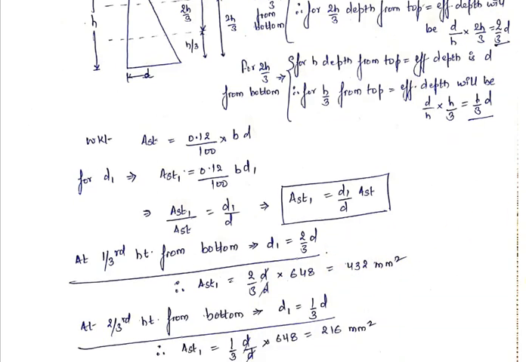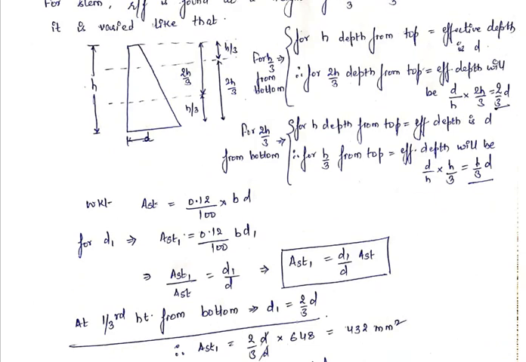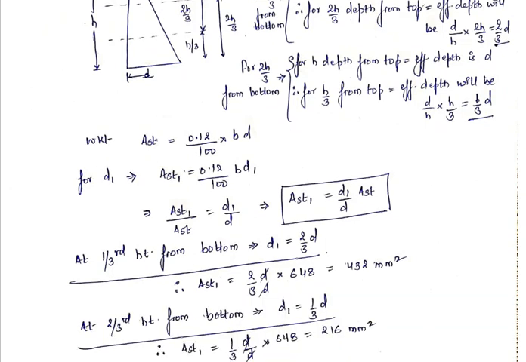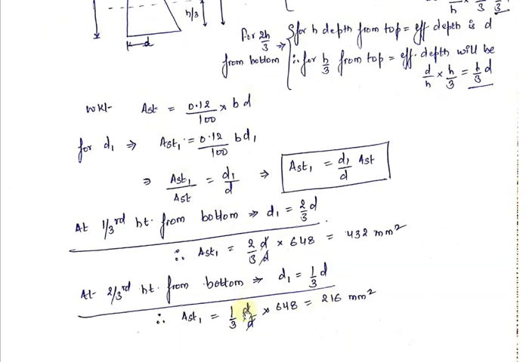Now, if you want to find out the area of reinforcement in the third zone, that is at a height of 2h by 3 from the bottom, the value of d will be 1 by 3 d. So just put the value of d1 as 1 by 3 of d, original is d, into original area 648, so we will get the value as 216 mm².